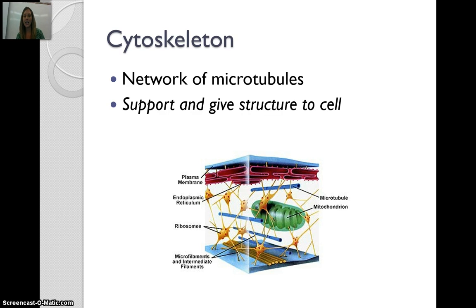Okay, the cytoskeleton. The word part cyto means cell, and you know what a skeleton is, right? We have an internal skeleton. So this is the skeleton of the cell. It's a network of these structures called microtubules that provide support and give structure to the cell. Now, every cell has a cytoskeleton, right? Some sort of structure to it. But in eukaryotic cells, it is going to be much more complex. But every cell does have a cytoskeleton.